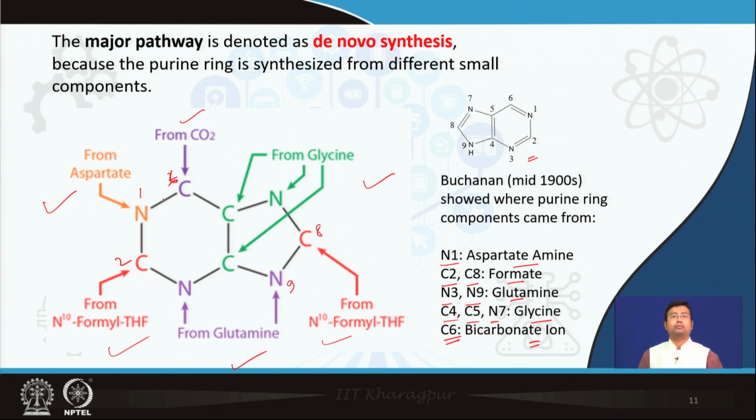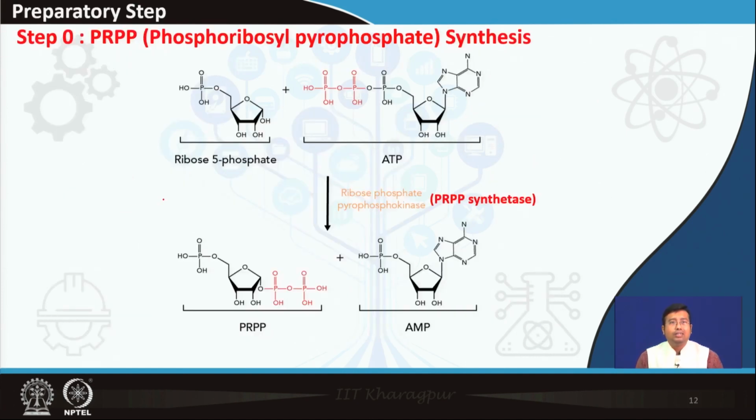Okay. So, we are now discussing how these steps are happening. You might find it a bit difficult to remember because there are multiple big names that you need to remember in sequence. Okay. The first step or the preparatory step, it is also called step 0. Why? We will discuss. It is formation of PRPP, right.